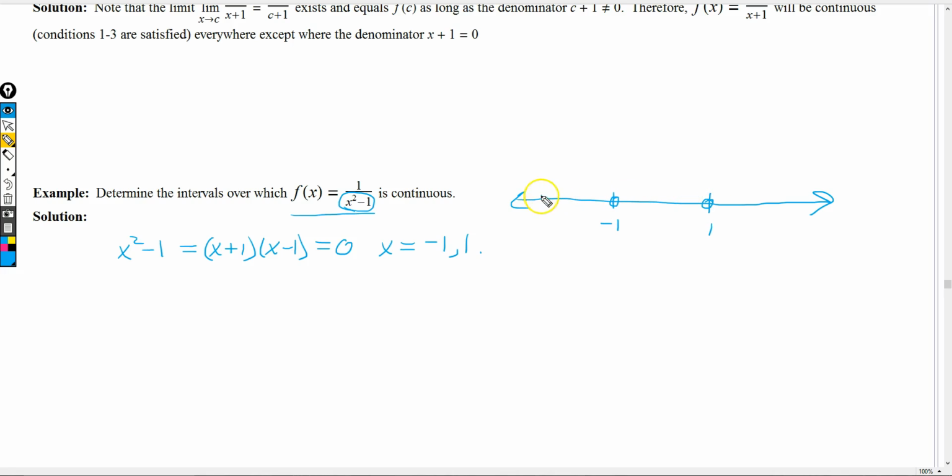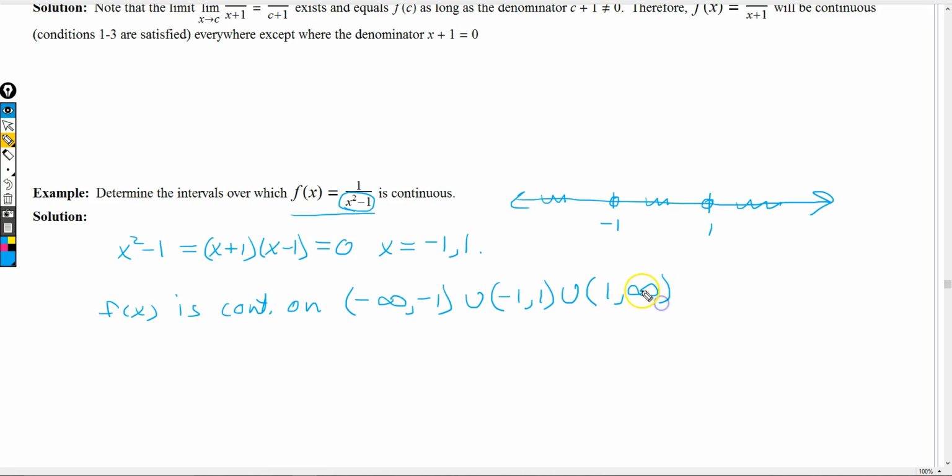So our function will be continuous here, here, and here. So we would say f of x is continuous on the interval from -∞ to -1, union -1 to 1, and from 1 to infinity. Alright, and there's our answer.